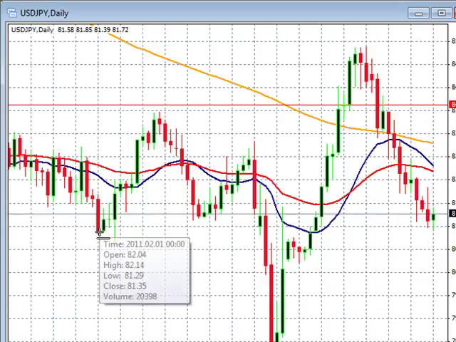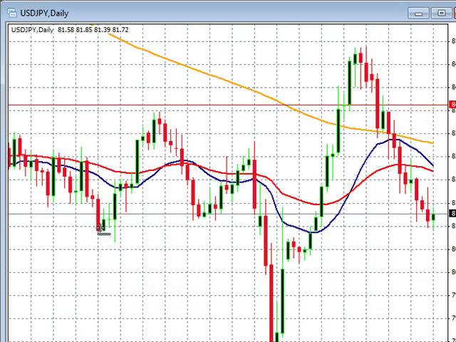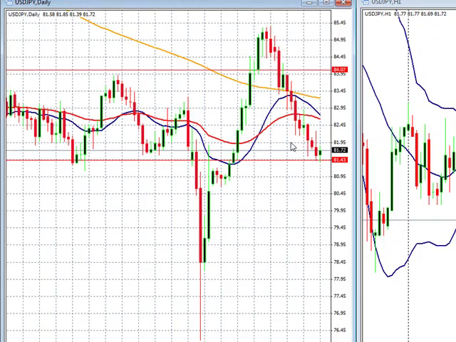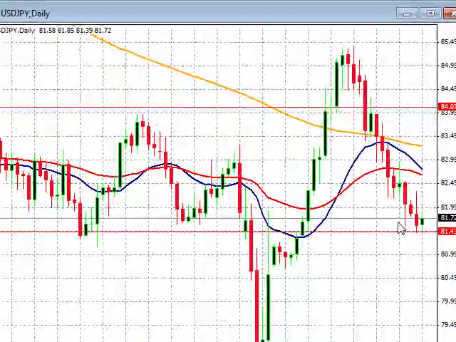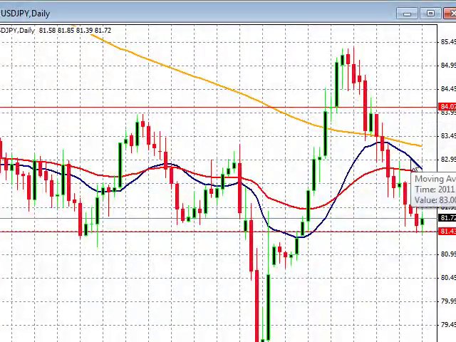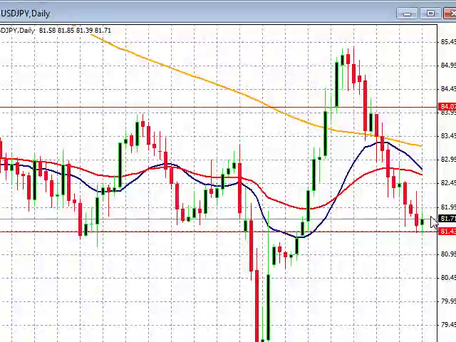And I went a little bit too high. And right about here, even though we broke out of that and we broke above it, we're back in it. And the question is, are we now going to base here to run back up to the top of this range? I don't know. But we certainly have a base. Not ready to go long yet, but it's something to watch.